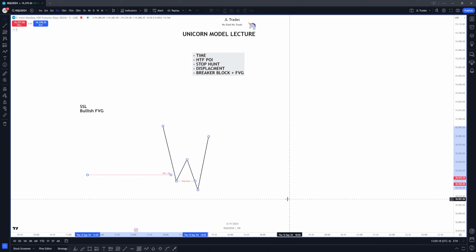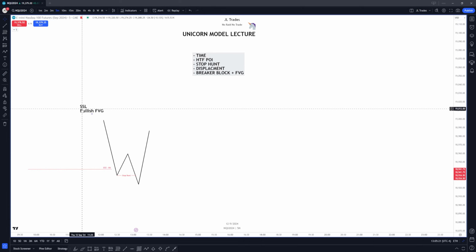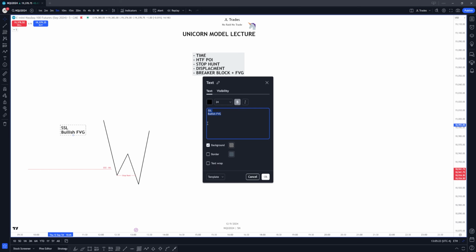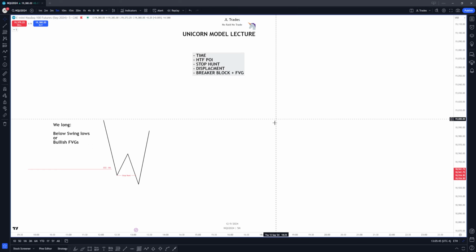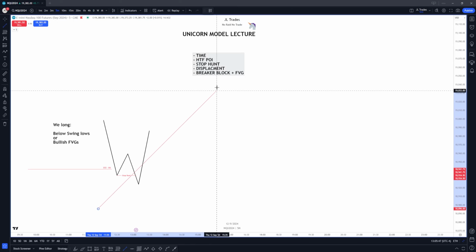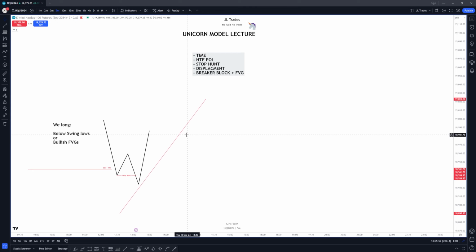We can put this then to the side. And I think it's quite important to put here, and I'll edit this, we long below swing lows or bullish FVGs. This is an example of a bullish breaker block. And I'll go into an actual example from today.